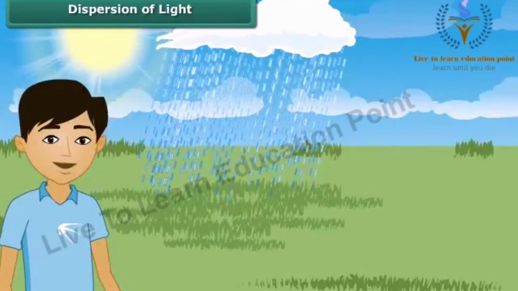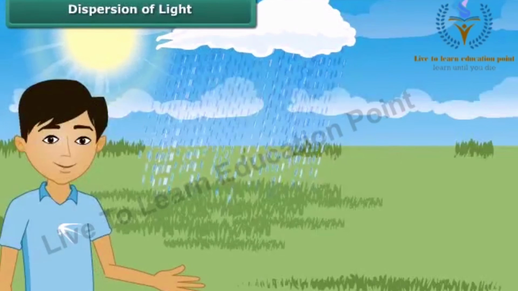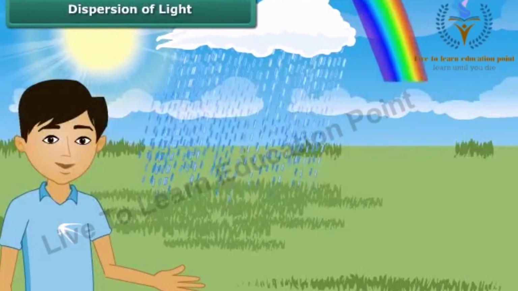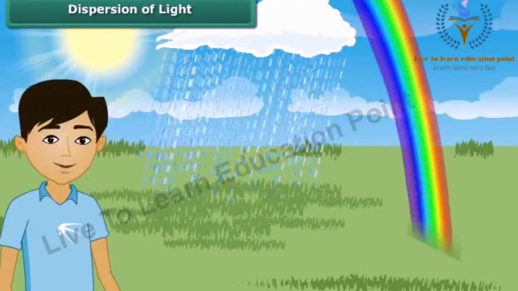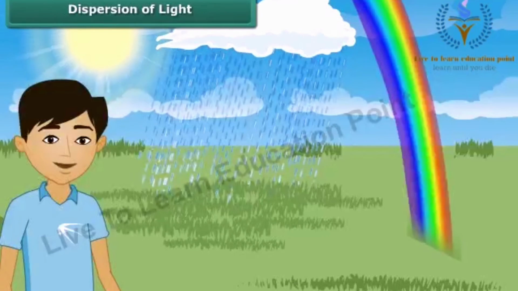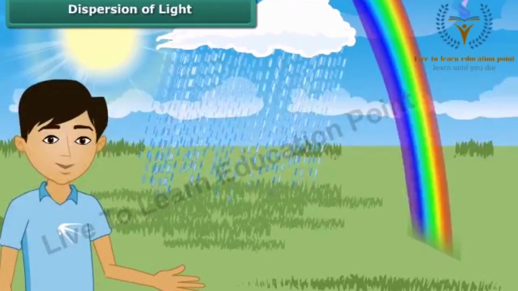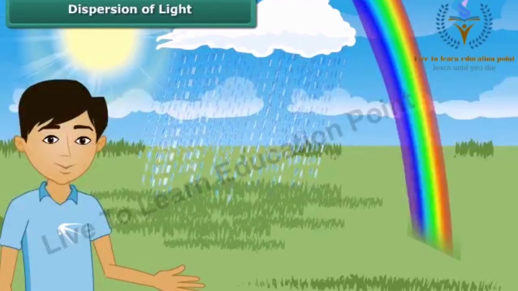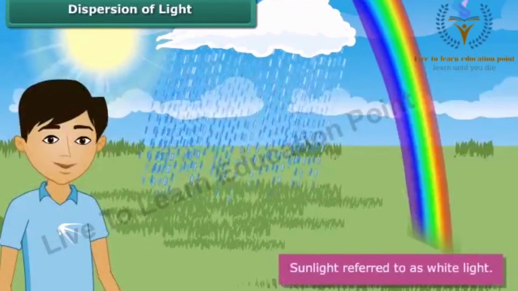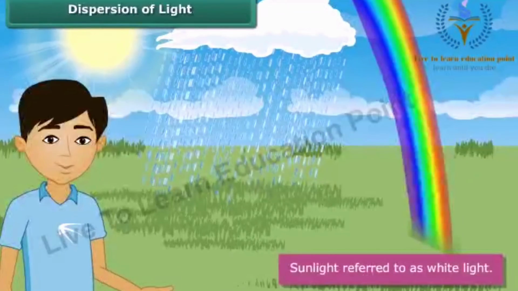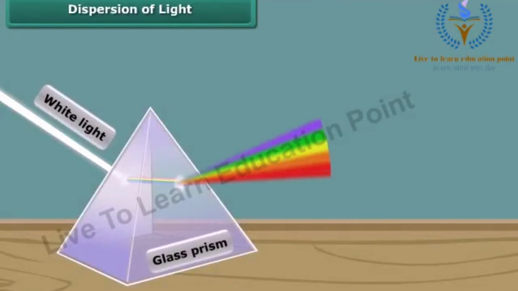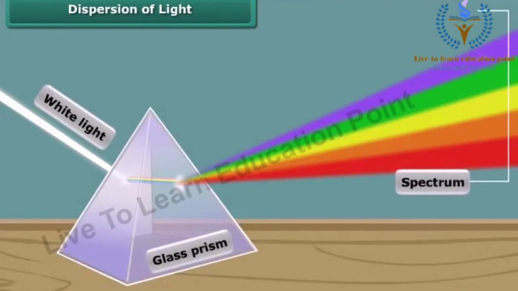What do we observe in the sky after rainfall? Yes, a beautiful multiple-colored rainbow. But where did all these colors come from? We know that the sunlight is referred as white light. When this light passes through glass prism, the light splits into 7 colors.